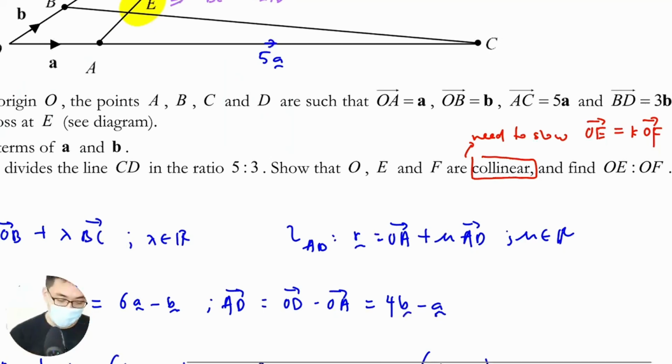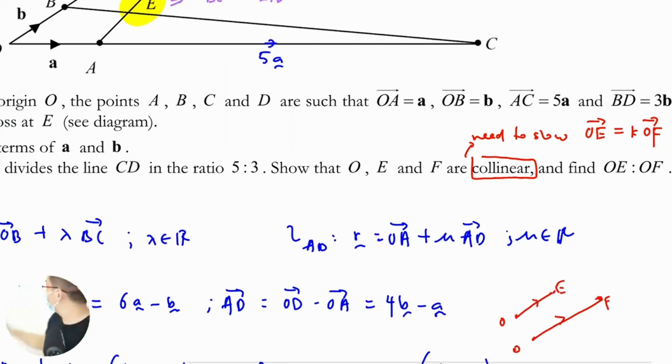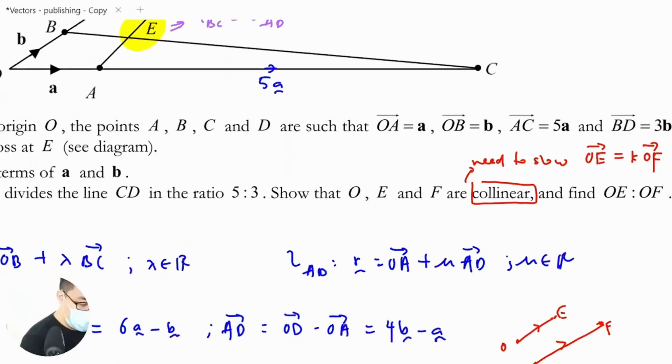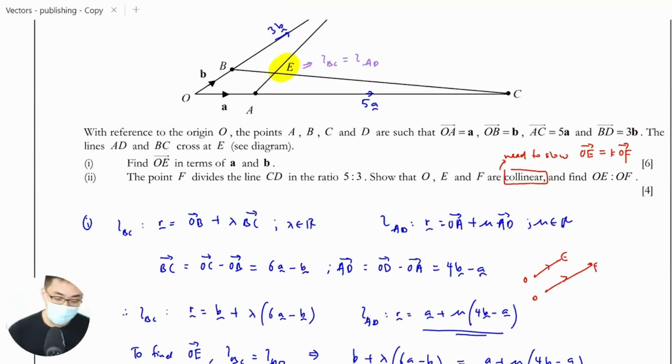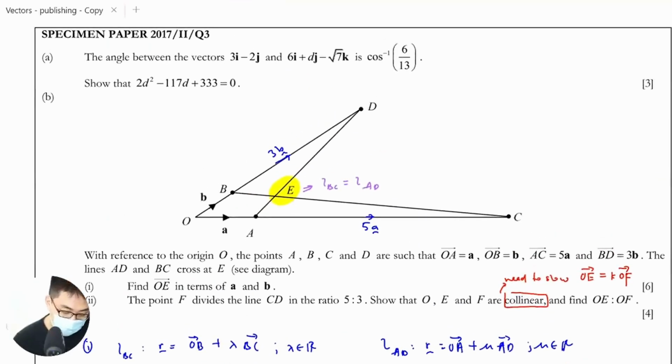So if this OE is parallel to OF, but because these two have a common point, obviously they are collinear. If OE is parallel to OF and there's only one O, that's why they have to be collinear. Collinear means on the same line. So it's quite straightforward in the sense that F divides CD in the ratio of 5:3.